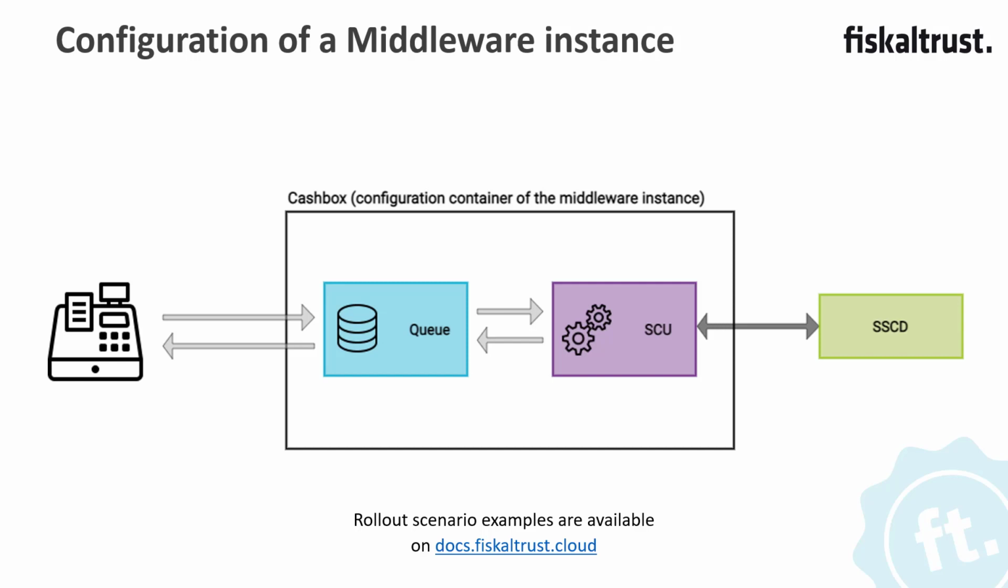These packages are then grouped together in a cashbox. A cashbox is, at its plain level, a configuration container, which is basically a JSON file that contains information about all the queue and SCU packages that are in there. And that's it regarding configuration.